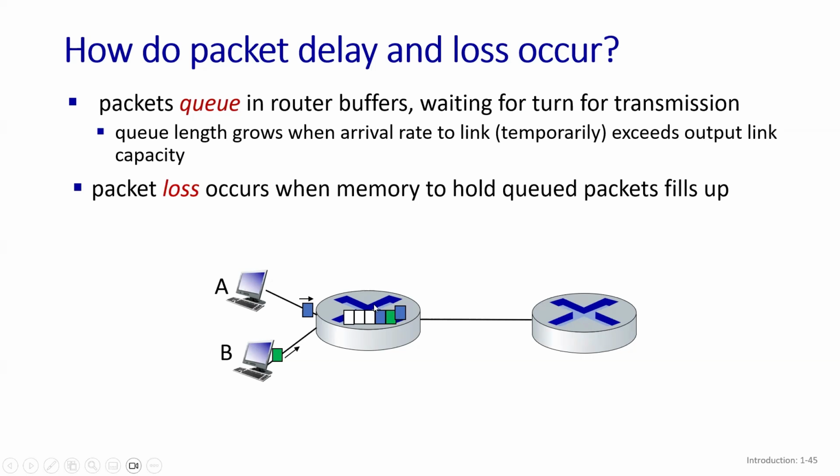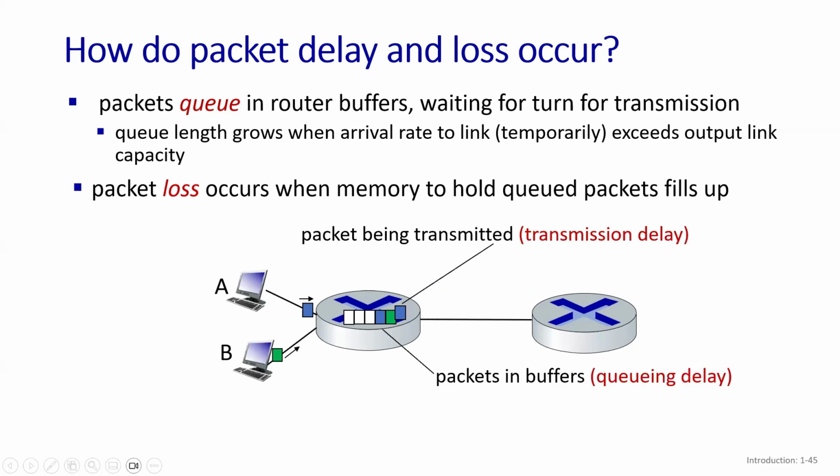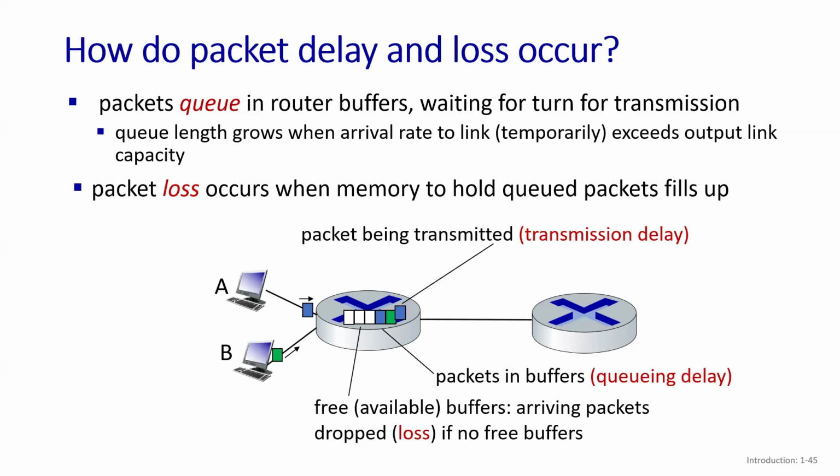Now remember that the routers have a finite buffer size, which means that if the arrival rate is always higher than the rate at which the packets are being transmitted on the output link, then eventually this buffer is going to get full. Once the buffer gets full, then the packets will be lost. The router will start dropping the packets. How these packets are dropped, which packets are dropped, we'll leave this for layer 3 discussion.